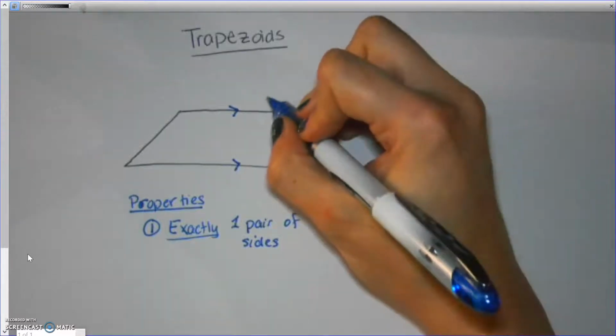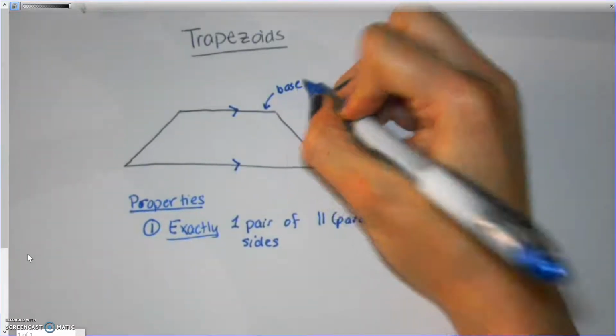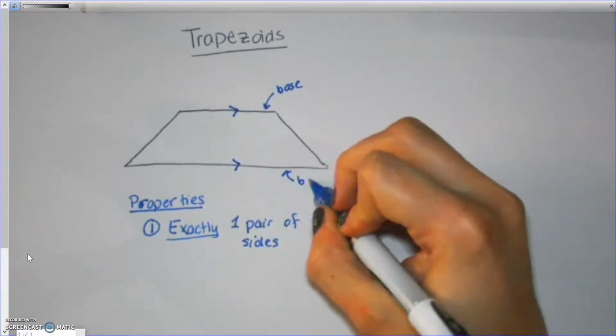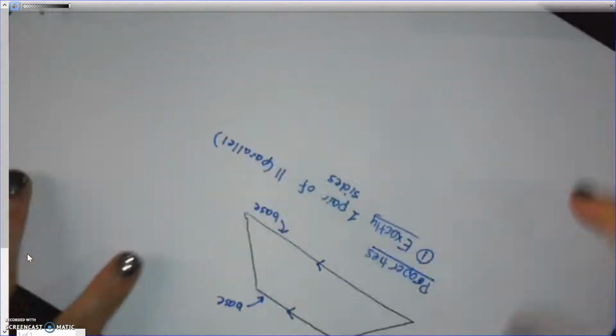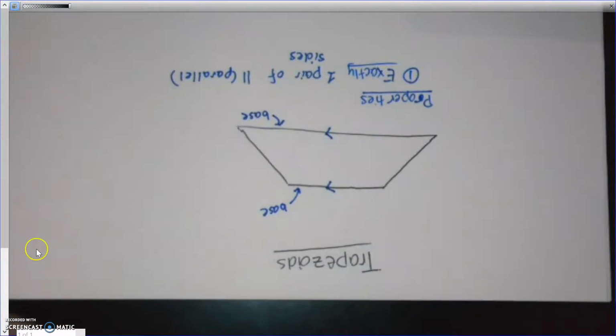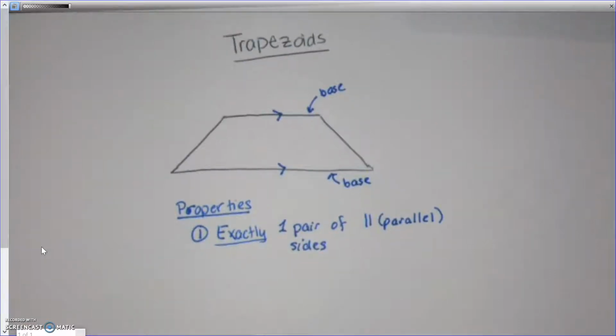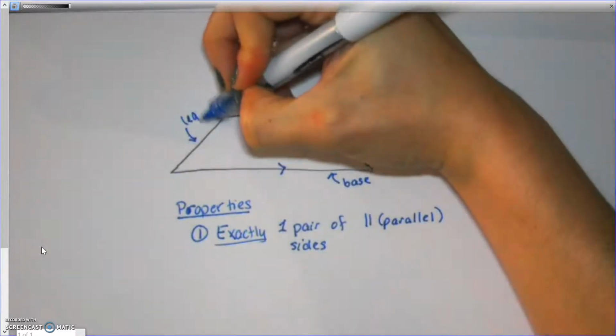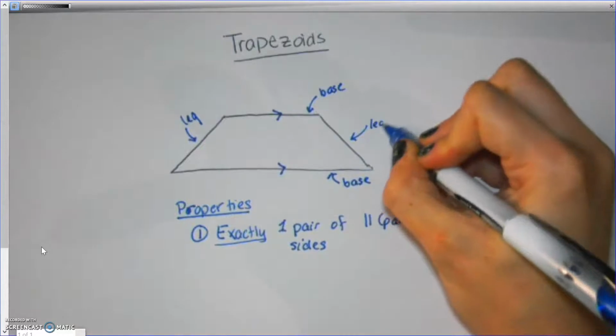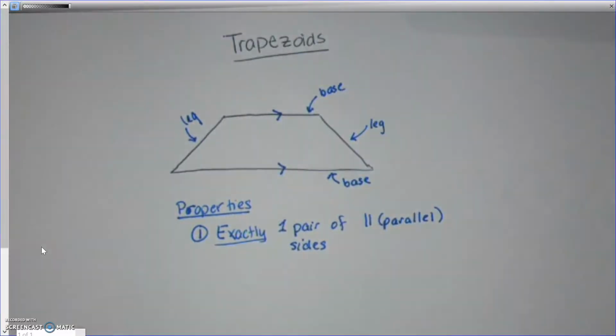Now, our two parallel sides are what we call our bases. You notice that they are both called a base because I could just as easily flip this trapezoid over like that, and it would still be a trapezoid, and it would still be sitting on its base. So we have our two bases. We are going to call these sides legs, which you'll notice is also the same term that is used for isosceles triangles. So in a trapezoid, we also have legs that are connecting our two bases.